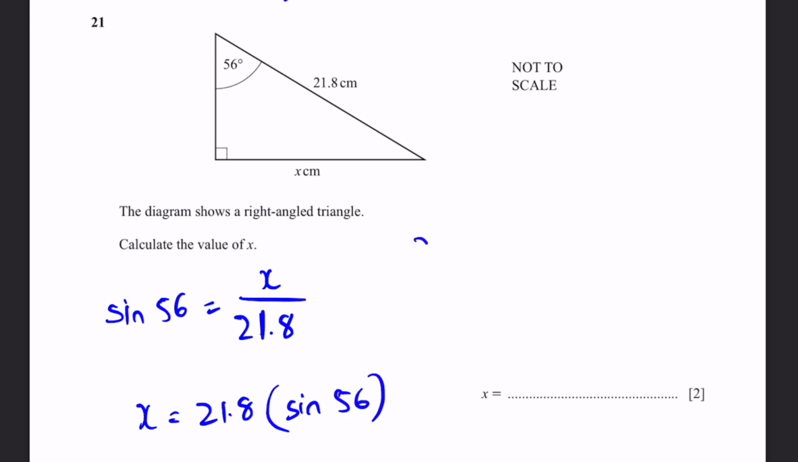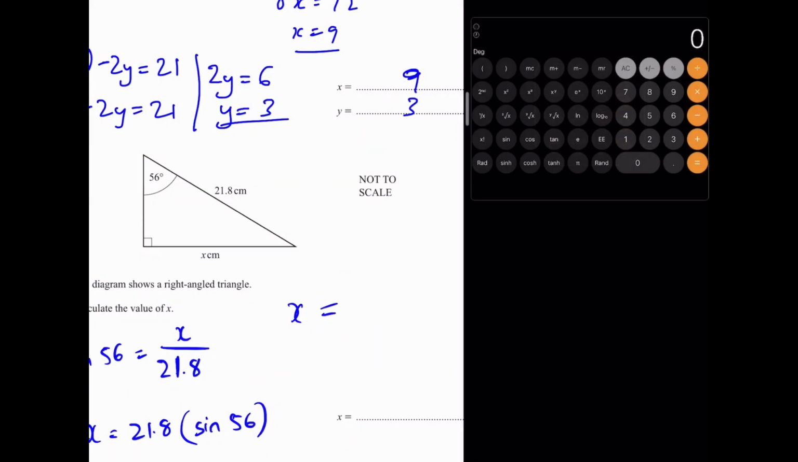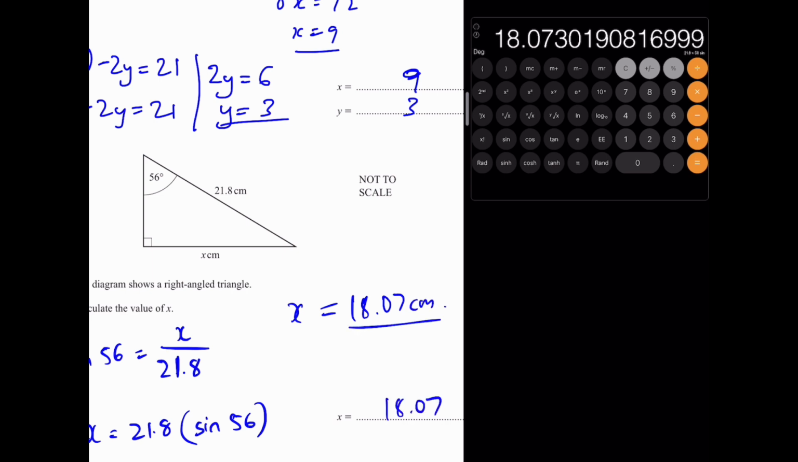And when we do that using a calculator, let's get it out first. Here we go. So 21.8 into the sine of 56, which is equal to 18.07 centimeters. That's the answer.